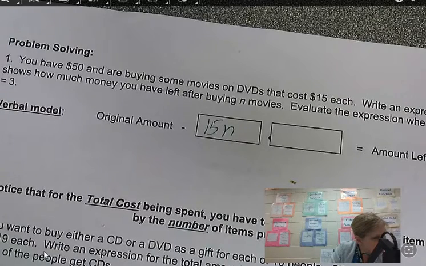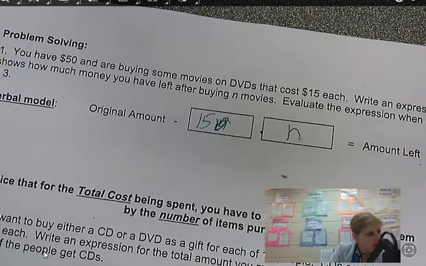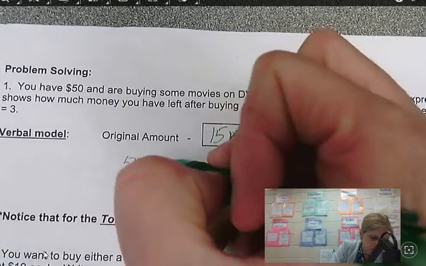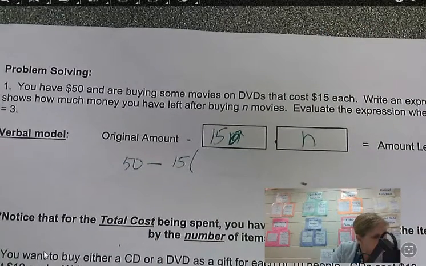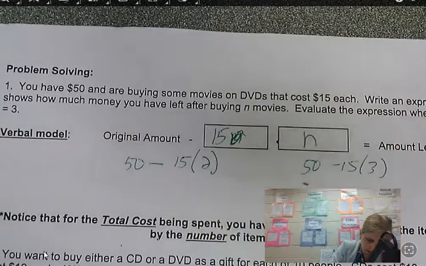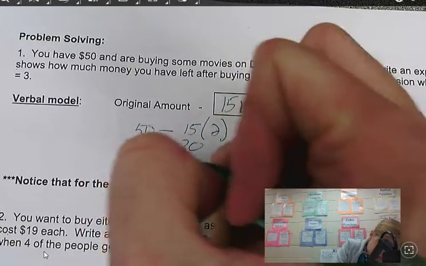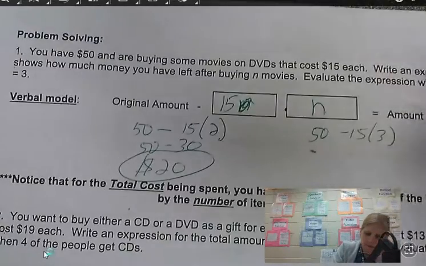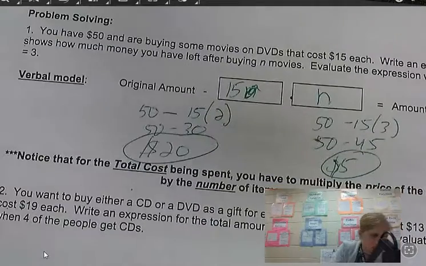That's supposed to be equal, oh, I'm sorry, this is supposed to be 15, this is supposed to be n, equals the amount left. So we have $50 minus 15 times, well, the first time you're buying 2 movies, second time you're going to buy 3 movies, right? So 50 minus 30 and you get $20 left. 50 minus 45 and you get $5 left.